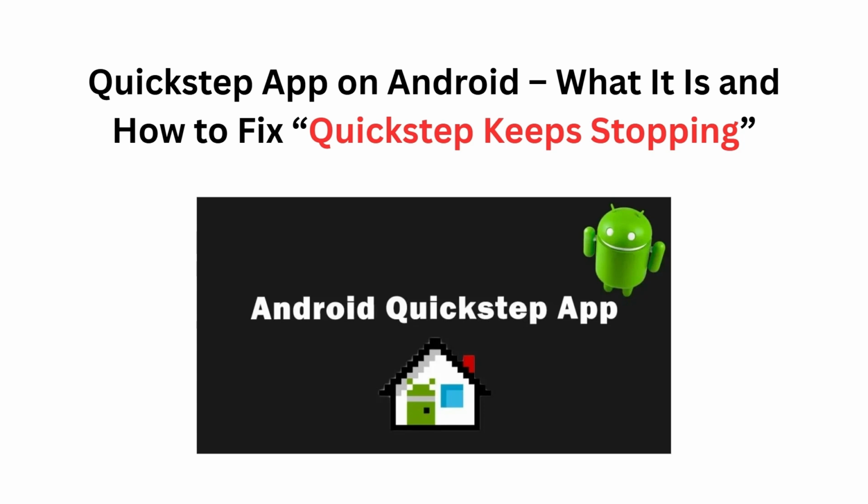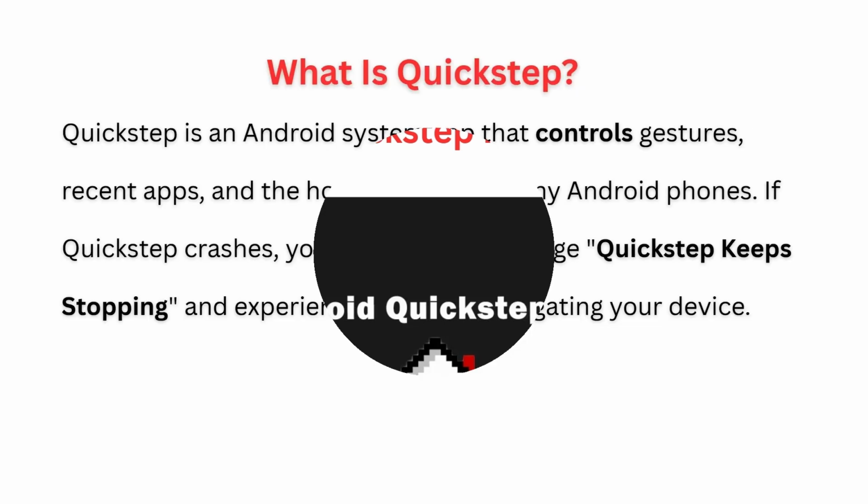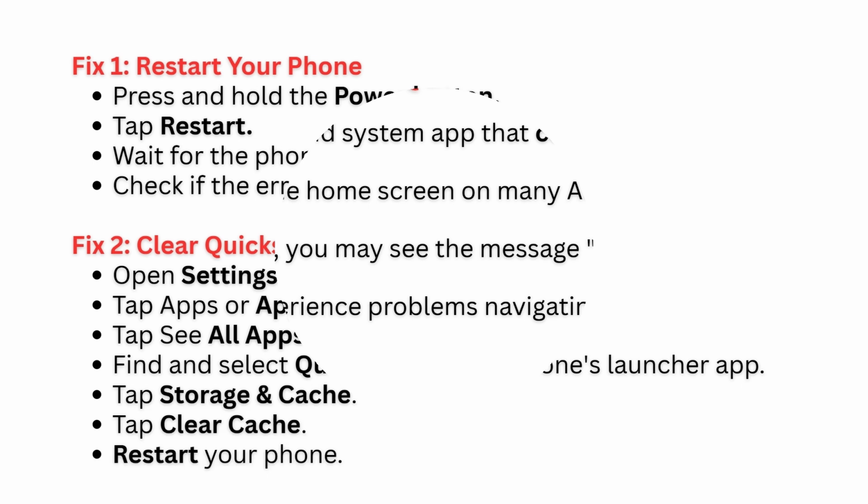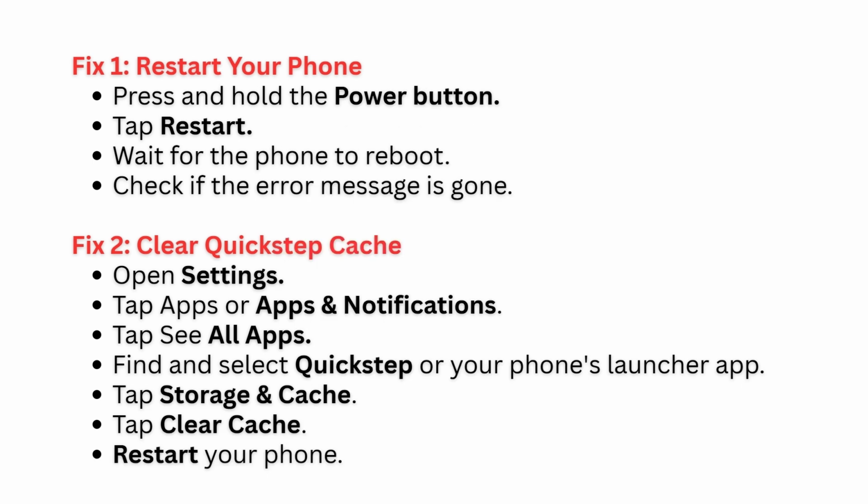So in today's tutorial, we will see what the Quickstep app on your Android means and how you can fix your error of Quickstep keeps stopping. So if the question is, what is Quickstep? It is an Android system app that controls gestures, recent tabs, and the home screen on many Android phones. If Quickstep crashes, you may see the message Quickstep keeps stopping and experience problems navigating your device. To solve this, you can follow these fixes.